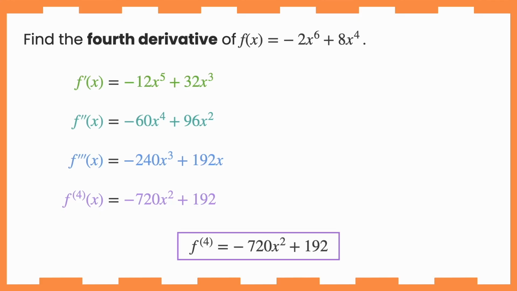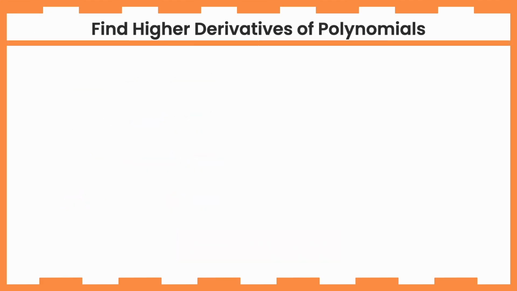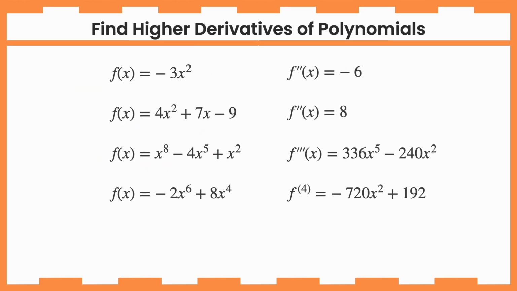Nice work. There's a really nice pattern with higher derivatives of polynomials. Let's look at all the derivatives we found. The first function has degree 2, and its second derivative is just a constant, so it has degree 0. That's also true of this one. This function has degree 8, and the third derivative has degree 5. And our last example had degree 6, with a fourth derivative of degree 2.